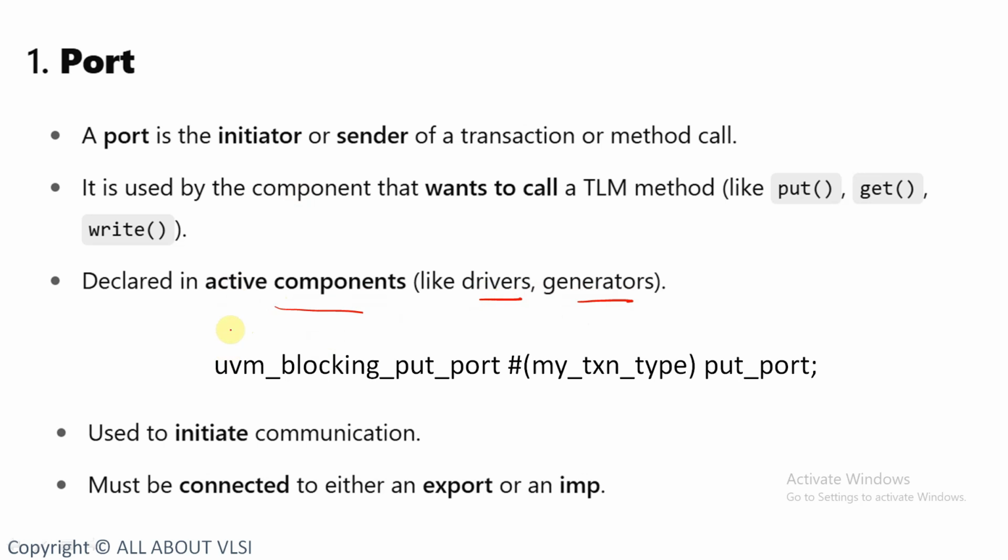The syntax for declaring your port is uvm_blocking_put_port, and you should mention which type of data you want to send across the TLM port. That particular type you should mention here, followed by the variable name, followed by the port name.